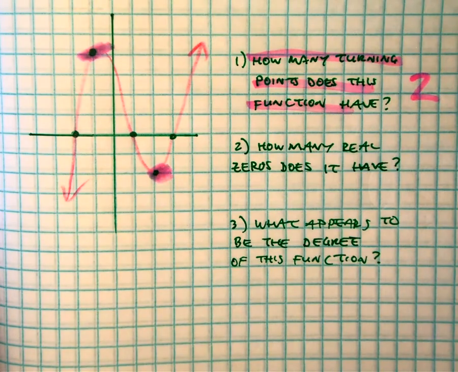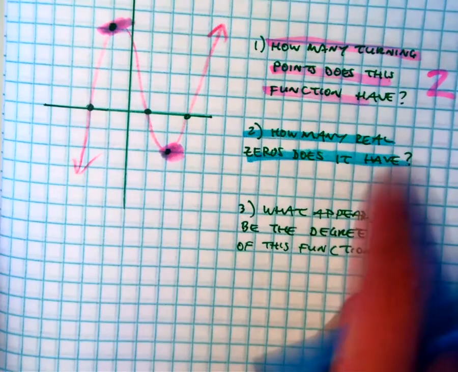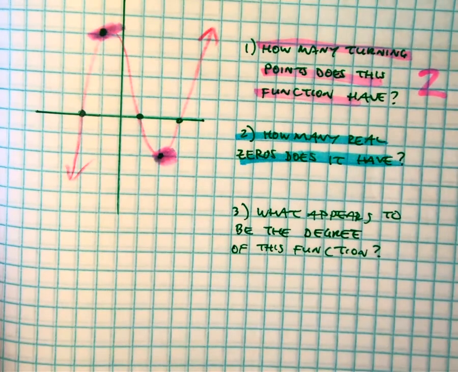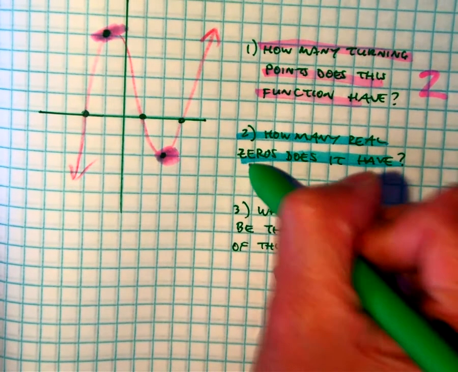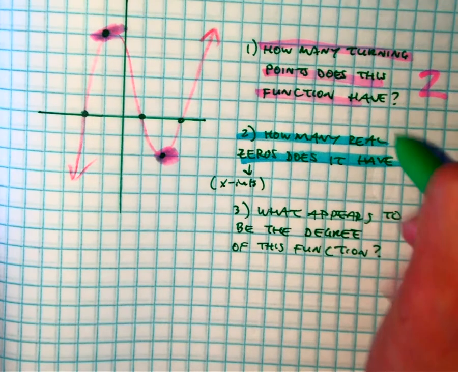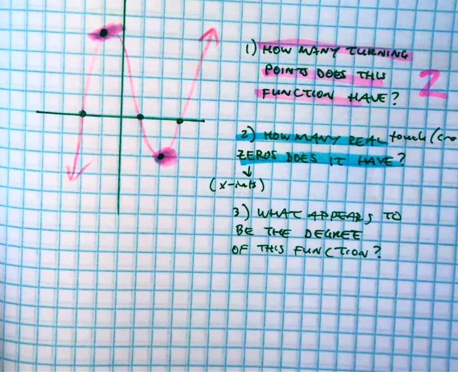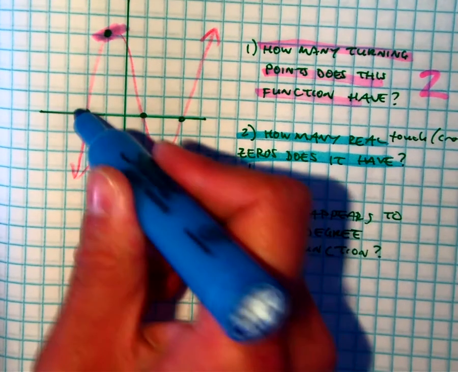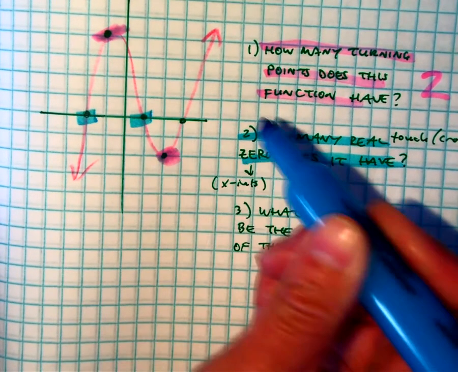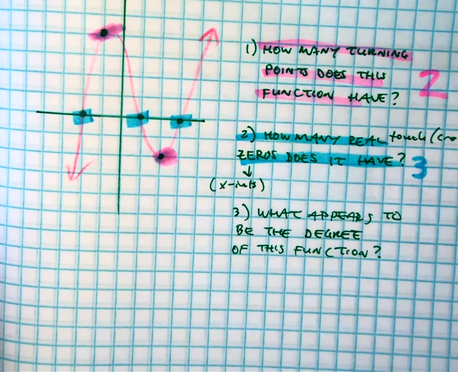Next question asks, how many real zeros does it have? Zeros refers to the x-intercepts. Reals means that it touches or crosses through. Let's count. Ready, set, go. So we have 3 real zeros.